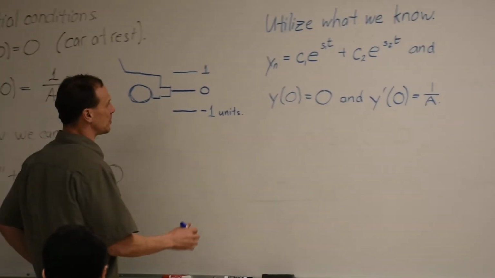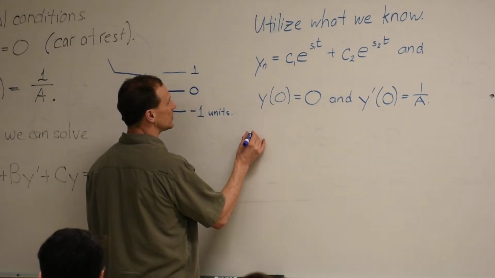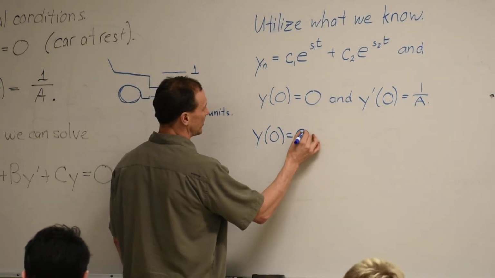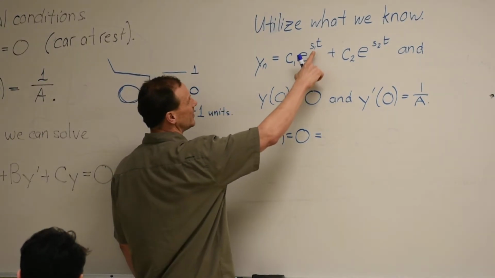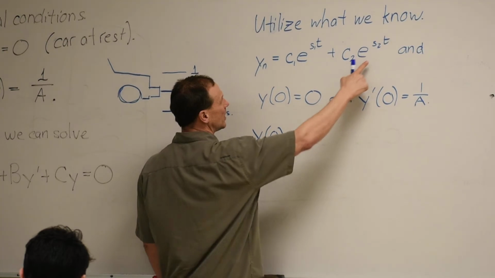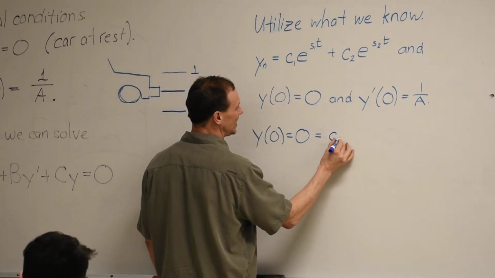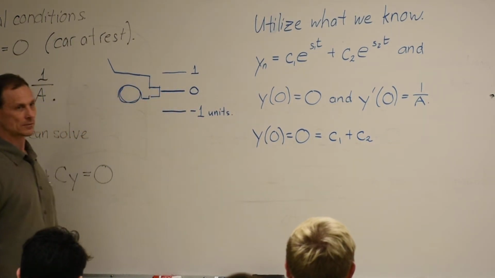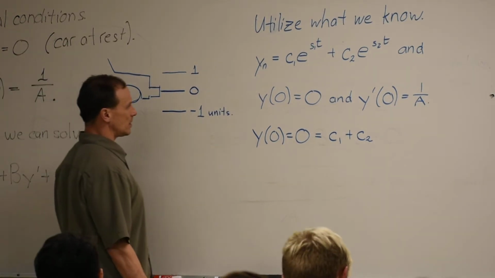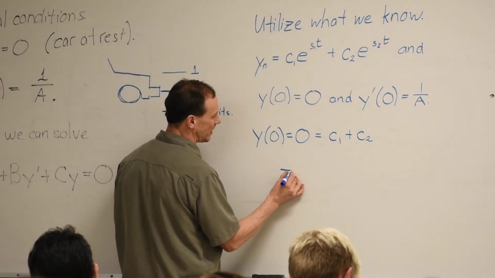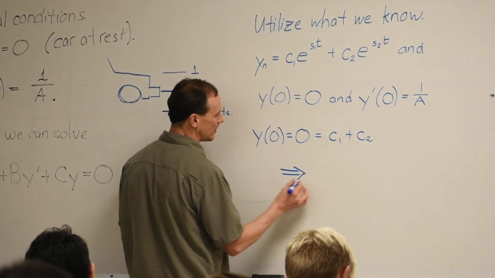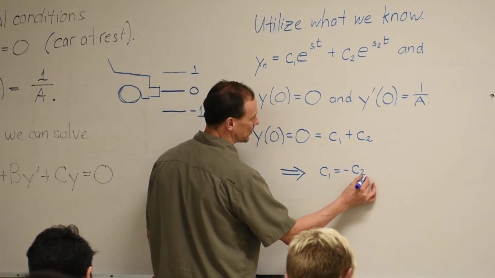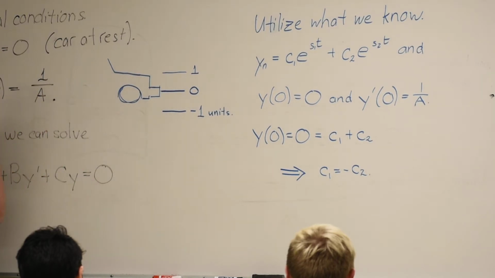All right, let's just apply our initial conditions. So y(0) equals 0 equals, if I plug in a 0 to the exponential, it becomes 1. And it becomes 1 in the second one, so I'm left with c1 plus c2. What does this tell me? This implies that c1 is the same as minus c2. I think we're going to need that. At least that's my gut feeling.